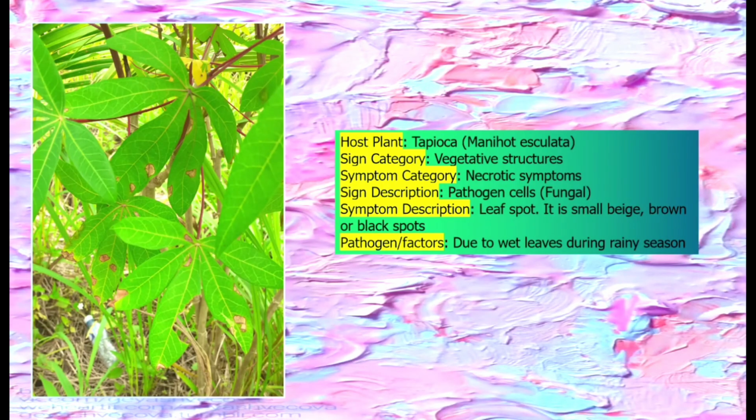The fourth picture is tapioca leaves. The sign category is vegetative structures. The symptom category is necrotic symptoms. The sign description is pathogen cells, that is fungal. The symptom description is leaf spot. It is small beige, brown or black spots. The factor is wet leaves during the rainy season.